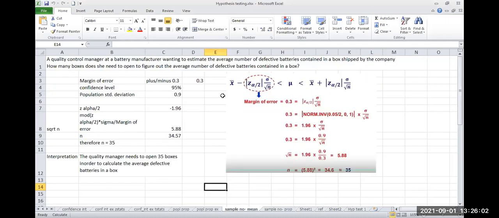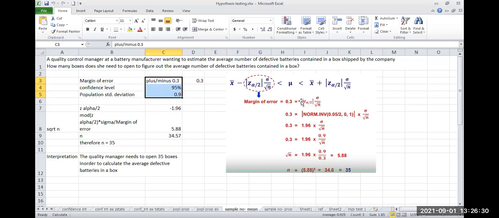Okay, so my Excel sheet is visible. Yes, ma'am. Okay. These are the values which are given to us. Margin of error is plus or minus 0.3, so we're just taking the positive value 0.3. Confidence level is 95% and population standard deviation is 0.9. These are the information which we have.